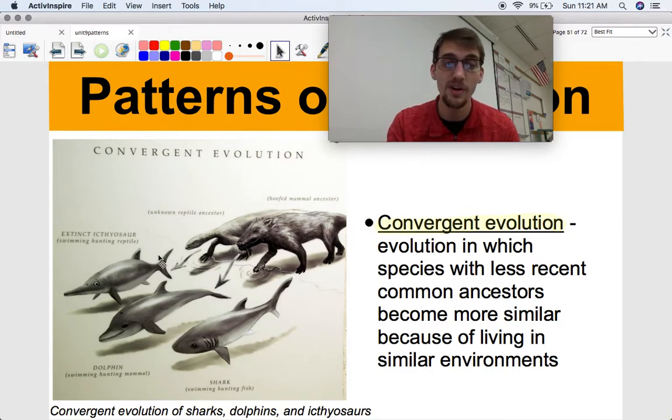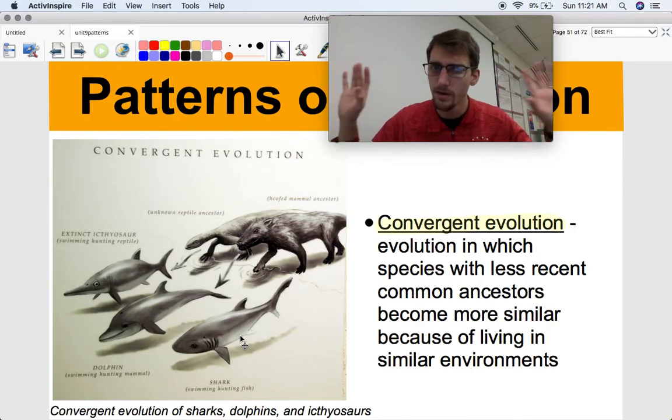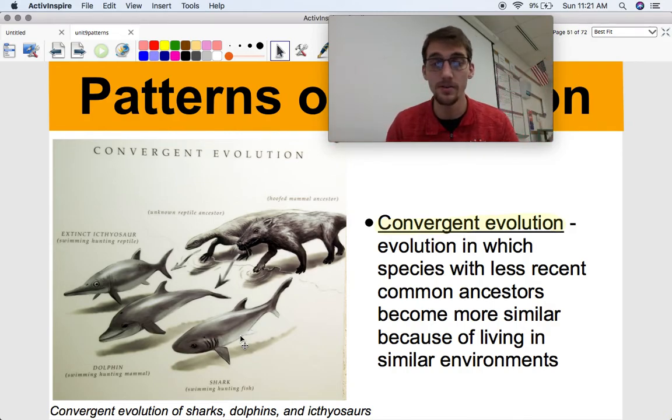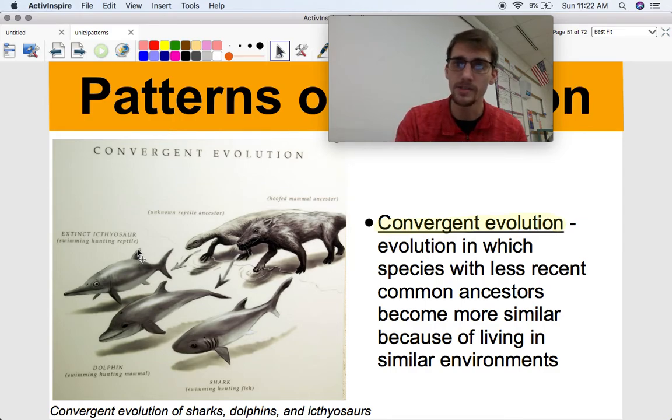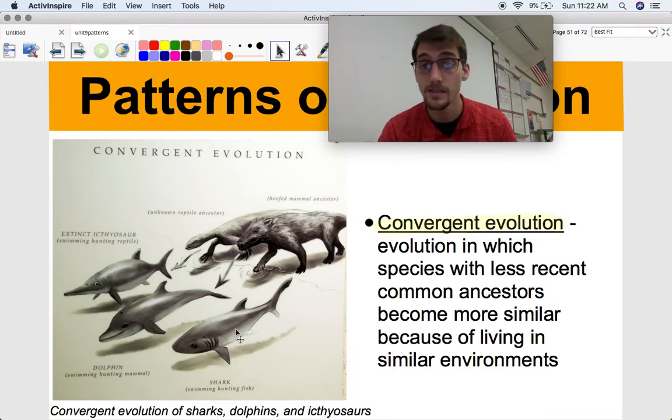Okay, so here's our example at the beginning of the video. The ichthyosaur, the dolphin, and the shark, they're three kind of distantly related species here. The shark is way older in terms of their lineage than the dolphin, and even a lot older than the ichthyosaur, which is an extinct reptile, right? But they all look very similar because they all evolved in similar environments, and that's what we call convergent evolution.